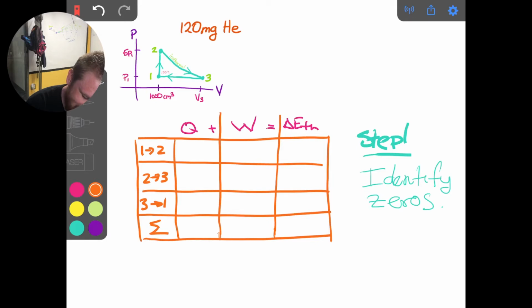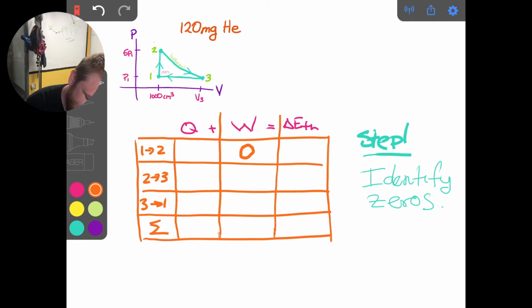Well, 1 to 3 has a non-zero area, and 2 to 3 has a non-zero area. Excuse me, 3 to 1 has a non-zero area, and 2 to 3 has a non-zero area. But 1 to 2 is a vertical line, and that's an isochoric process, which means there's no work done from 1 to 2. So we can go ahead and drop a 0 in there. And are there any other zeros? Well, we have work going on in all of the others.